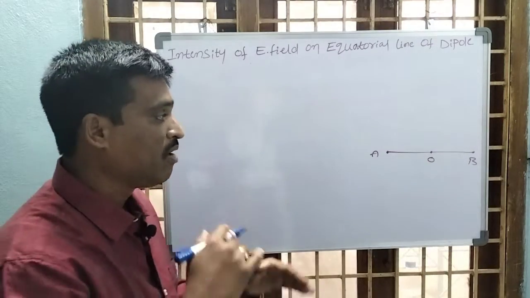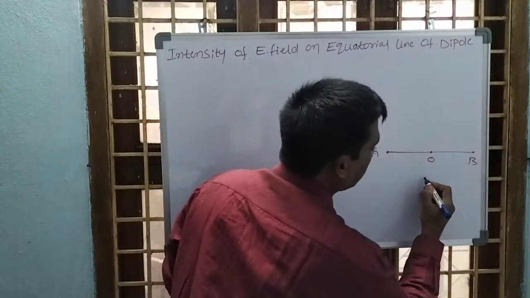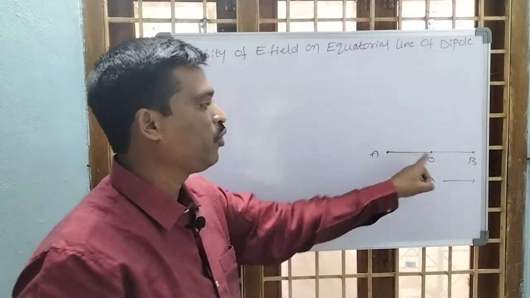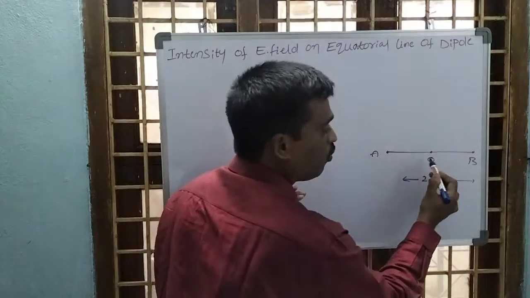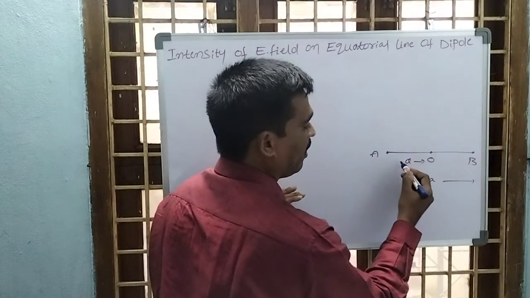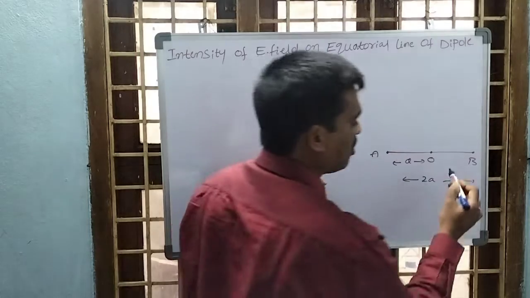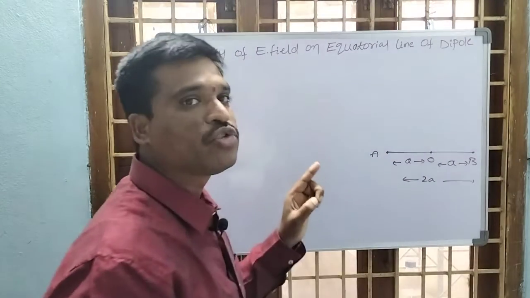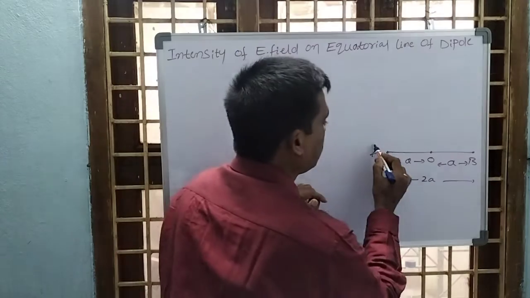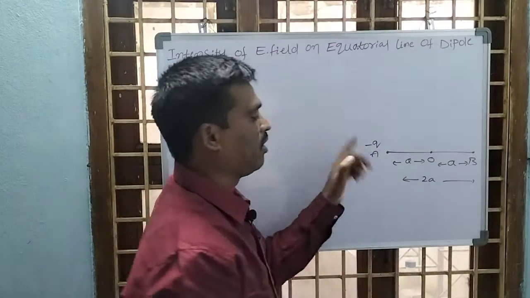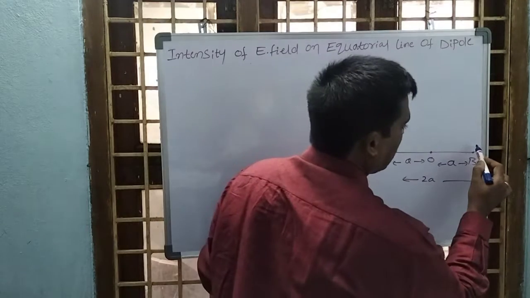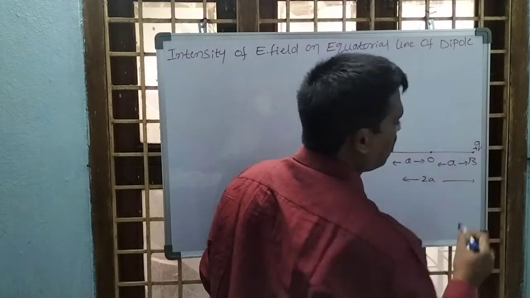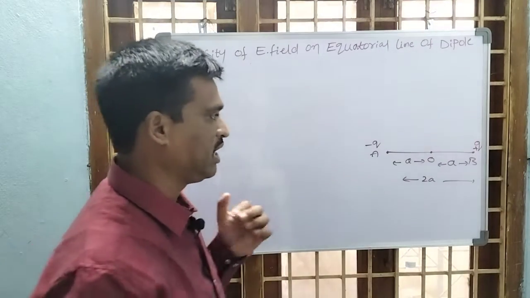The center of the dipole is O. What is the length of the dipole? 2a. From A to O is small a, and O to B is also small a. One negative charge is kept at point A. Similarly, a positive charge is kept at point B.